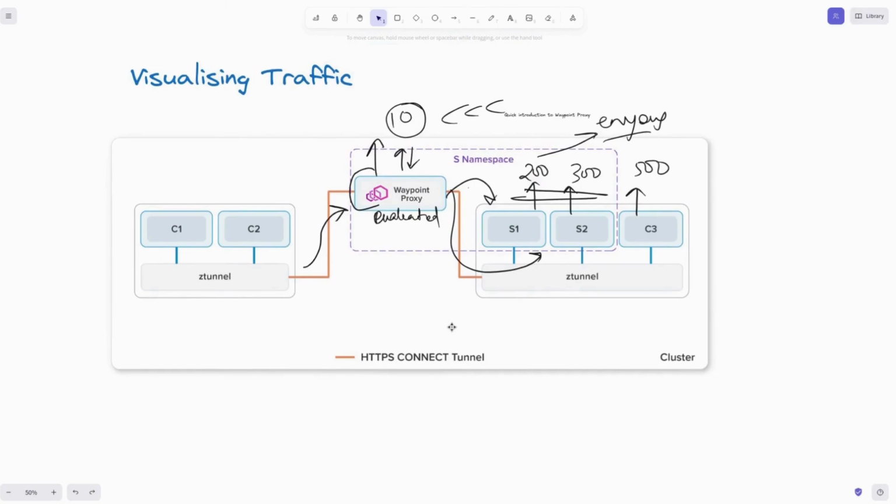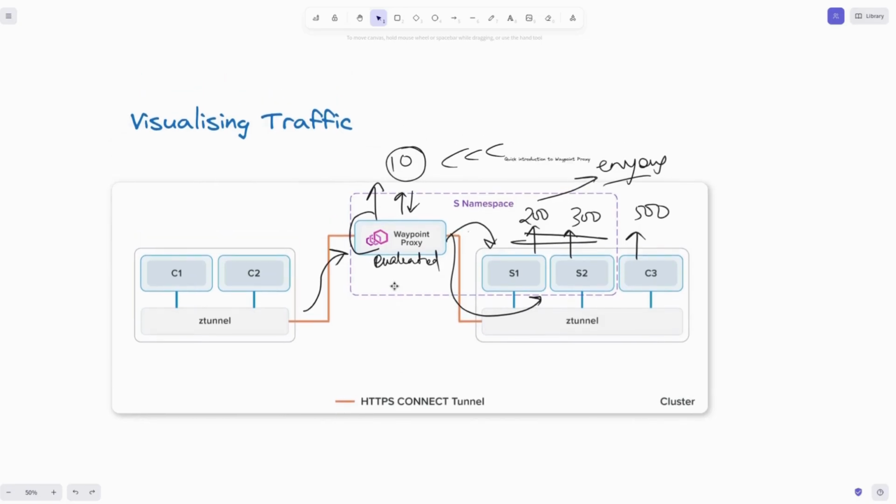So this was just an introduction to what the waypoint proxy is. We have already discussed how to apply the L7 routing rules, how to apply the policies and whatnot in the previous videos. Make sure to check that. And this is just an overview of why a waypoint proxy is necessary, and why it's better than the traditional sidecar-based approach.